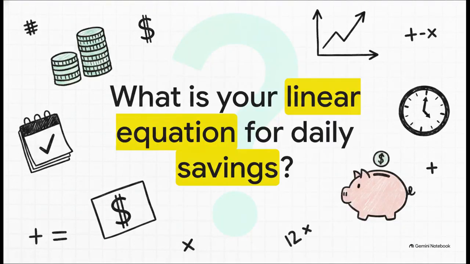And I'll leave you with this final thought-provoking question to chew on. If you track your daily savings for a week, what does your personal linear equation look like? What's your starting baseline, your b? And what is your steady rate of daily saving, your slope, m? Because math isn't just stuck on a whiteboard, it's mapping your daily routine.